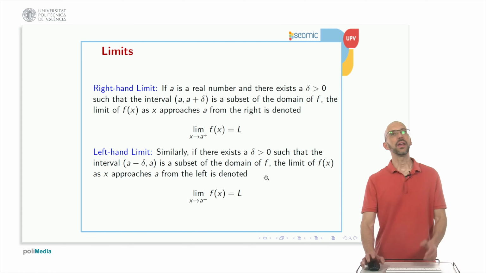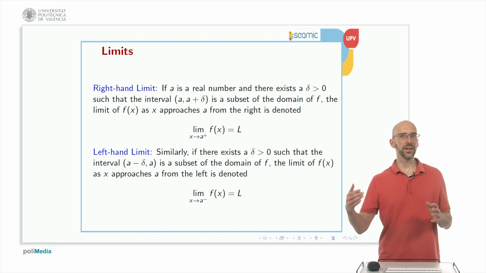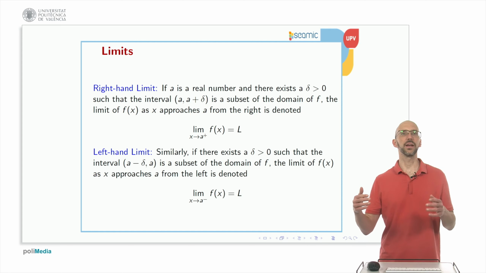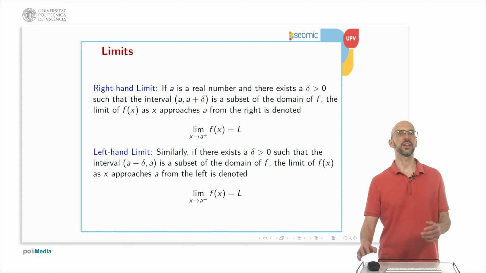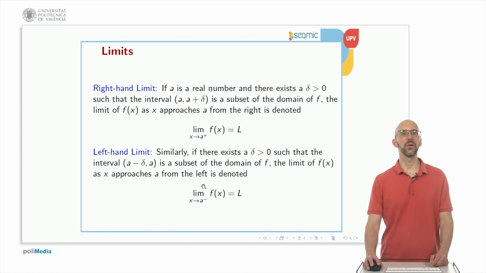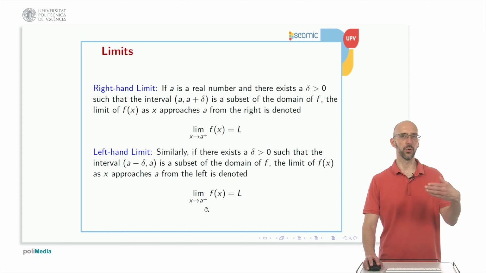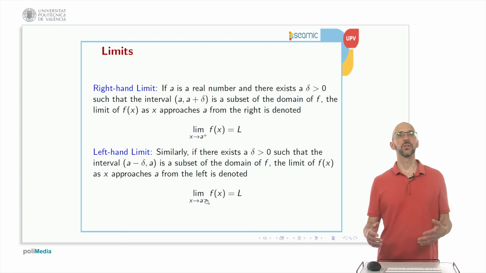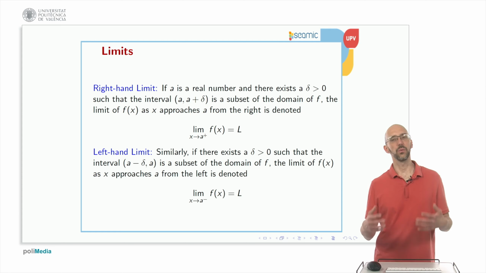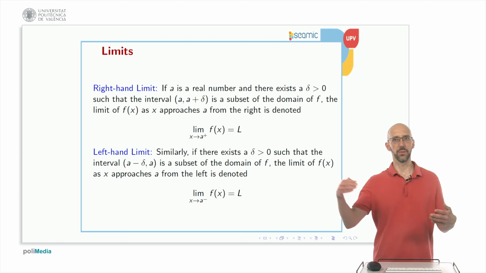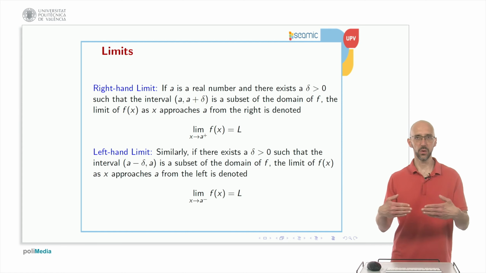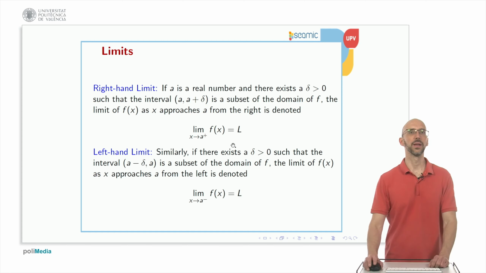Okay, if we only take the right side of the interval, we say that x approaches A from the right. And when we only consider the left interval, we say that x approaches A from the left. These two limits should be equal if we want to say that the limit exists. From the right and from the left, the limit should be a value and should be equal from both sides.